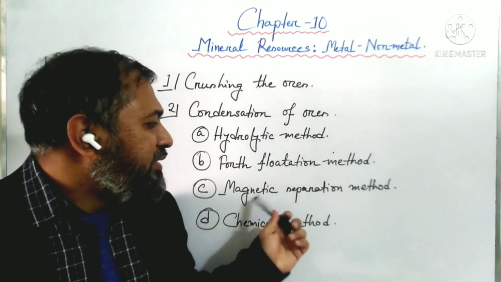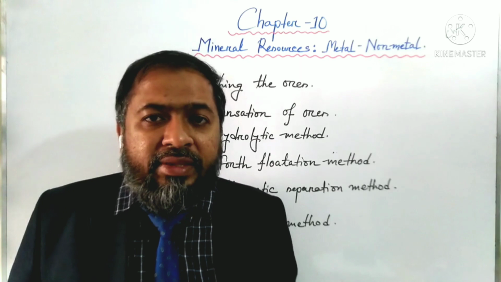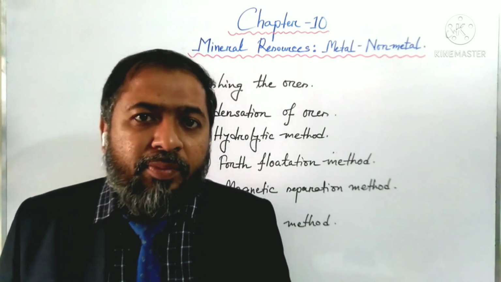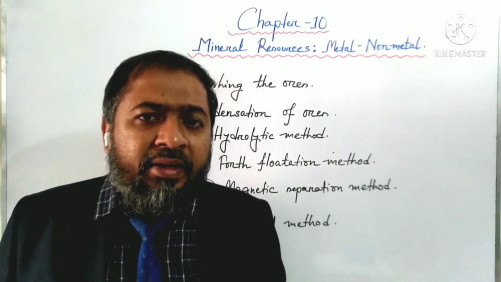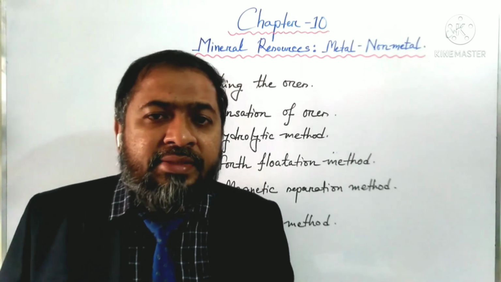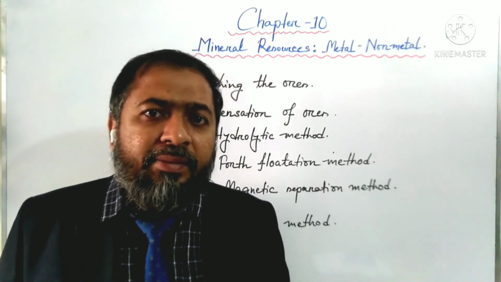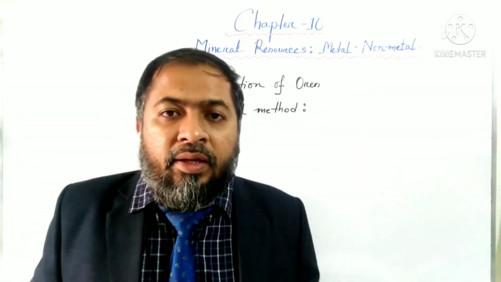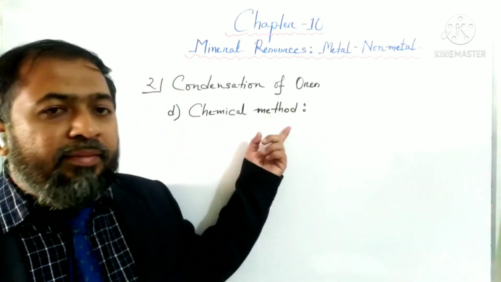And the third method is the magnetic separation method. This method is applied for ore which has magnetic properties. By using a magnet, we can separate the ores which have magnetic properties from impurities which do not have magnetic properties. One of the important parts in condensation of ore is the chemical method.